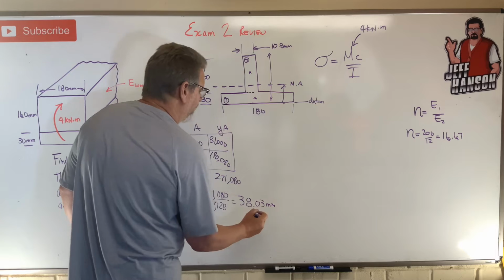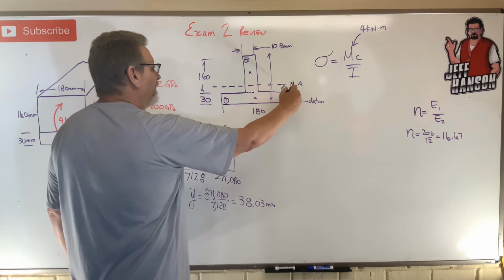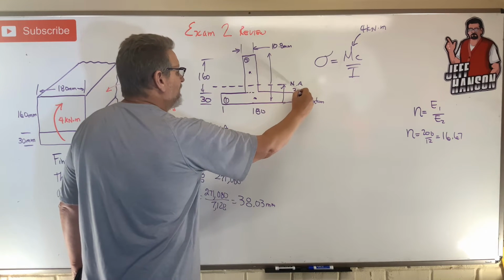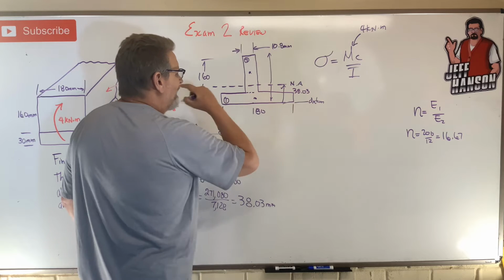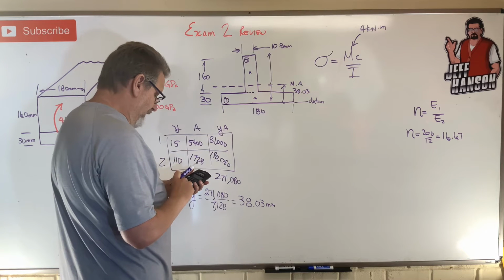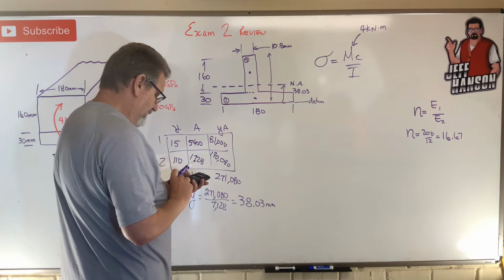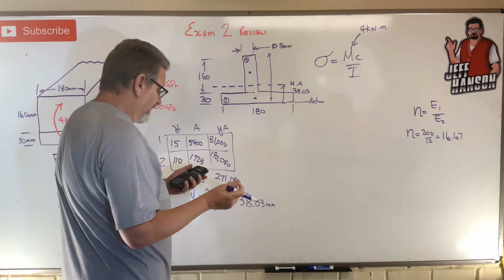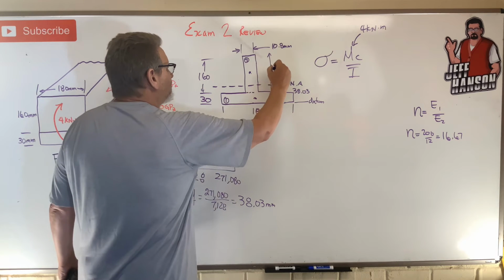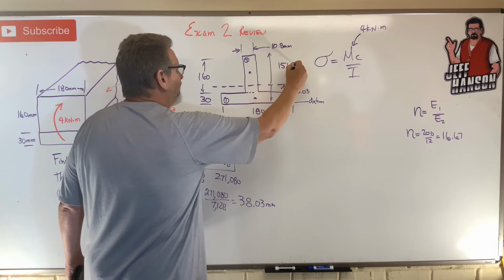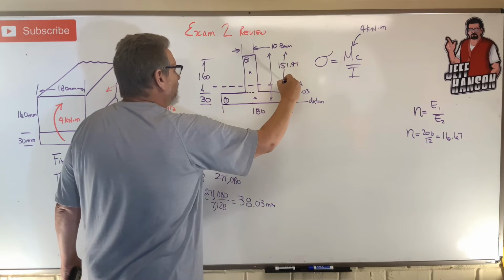All right, so that's how far it is from the bottom to there. This distance here, 38.03. And I could subtract that off of 190: 190 minus the answer equals 151.97. So this up here, 151.97, is here. Okay?